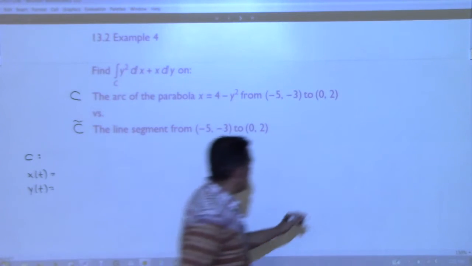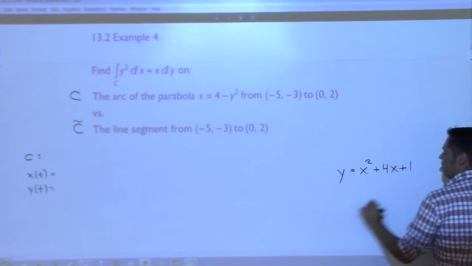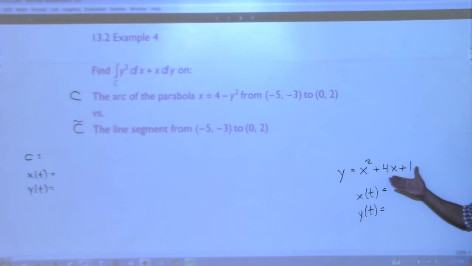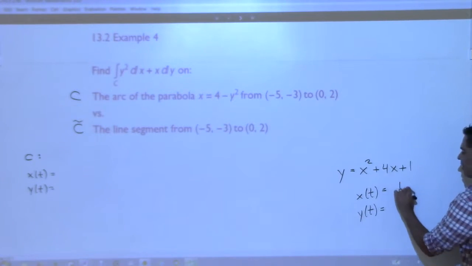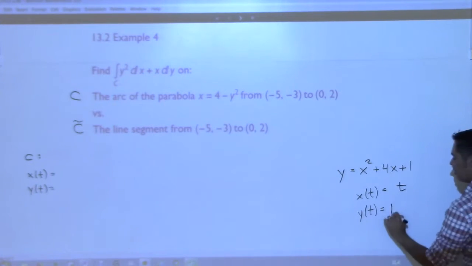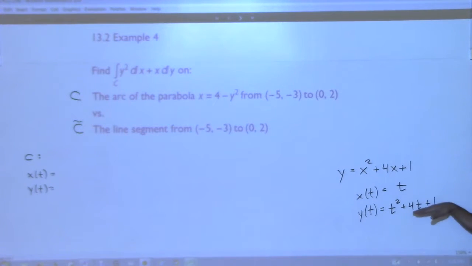So do you remember what I told you last class? If you had something like this, what you do to come up with the parametrics, if this is your classic equation from all your classes in the past, y equals some function of x, what I told you to put here? The x will always be t, and then the y will always be that with all the x's replaced with t's. So this would be t squared plus 4t plus 1. These are the parametric equations for that graph.